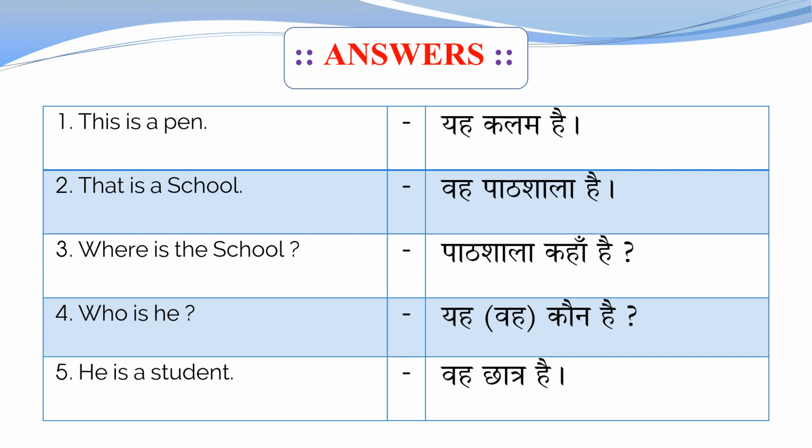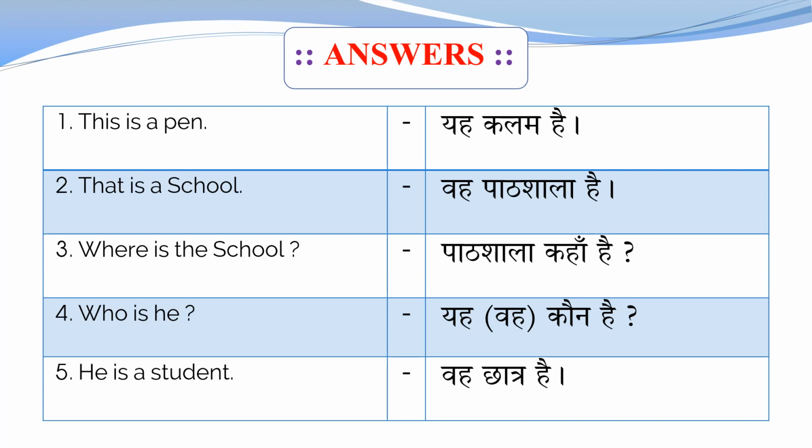Here are the answers for the first 5 questions. This is a pen. While we are translating from English to Hindi, let's first write down the nouns and pronouns which we know. This, यह, a pen, कलम, is can be translated to है. So, to make it a complete sentence in a proper manner, we write it as यह कलम है. That is a school. That means वह, school, पाठशाला, is can be translated to है. So, वह पाठशाला है. Where is the school? This is an interrogative sentence. So, let's start with the noun of the sentence. The school, पाठशाला, where means कहाँ, is can be translated to है. So, the answer is पाठशाला कहाँ है, which makes the statement a question.